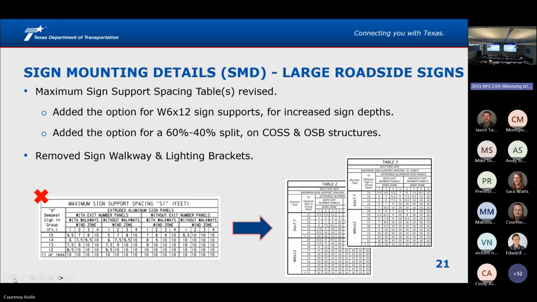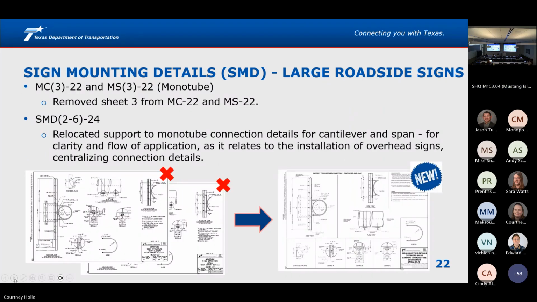We also have different splits. The old one was just the 54-46% split. Now we have an option for a 60%, 40% split. We removed the sign walkway and lighting bracket details because no one's using those anymore. On the monotube sheets, we removed sheet 3 and incorporated that information into the sign mounting details 2-6, so everything's been relocated there.